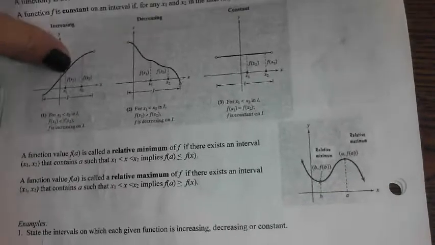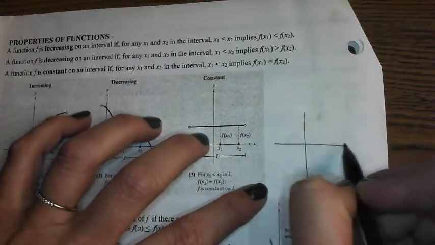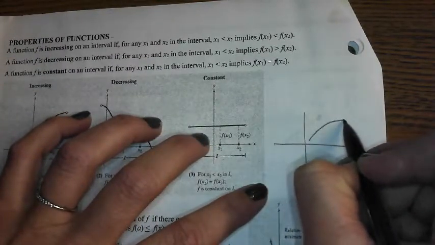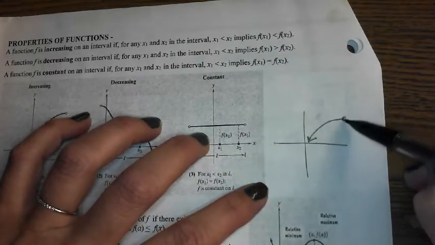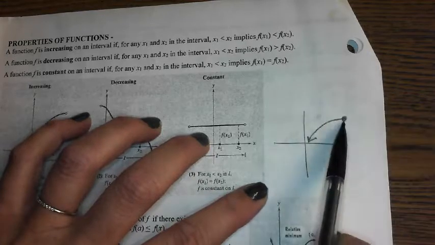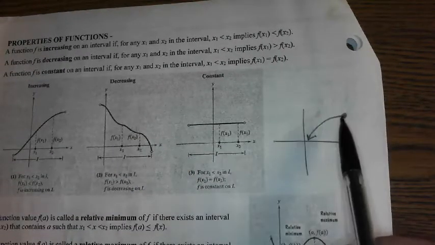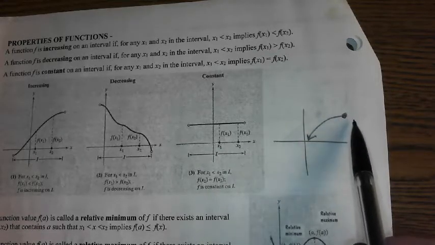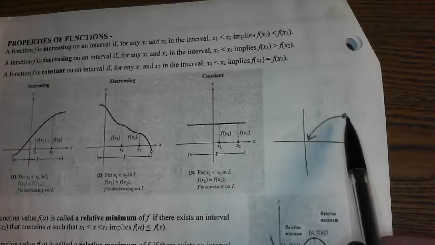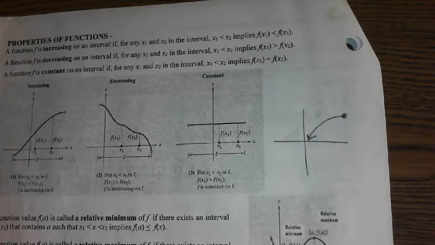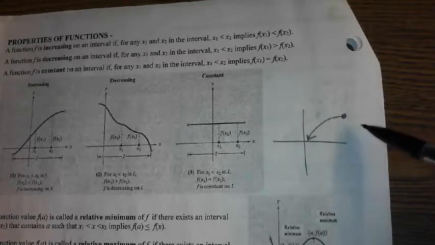What's not as obvious is what happens when you have something like this. Is that a relative maximum? No, because the points to the left of it and to the right of it are not lower, because you don't have any points to the right of it. So it can't be maximum relative to points on either side if points don't exist on the other side. So be careful of that.